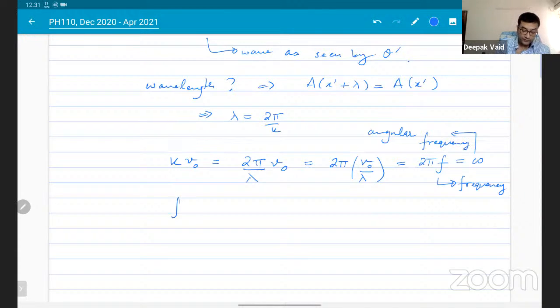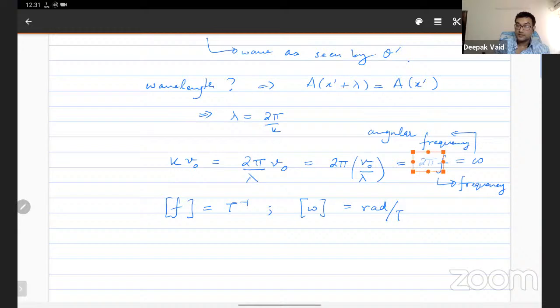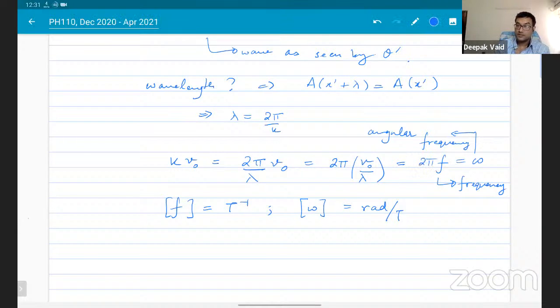So what are the units of the frequency? The units of frequency is just T inverse. What about the units of angular frequency? It's equal to radians per unit time. Because 2 pi radians, right? 2 pi is equal to 360 degrees, right? 360 degrees is equal to 2 pi radians.